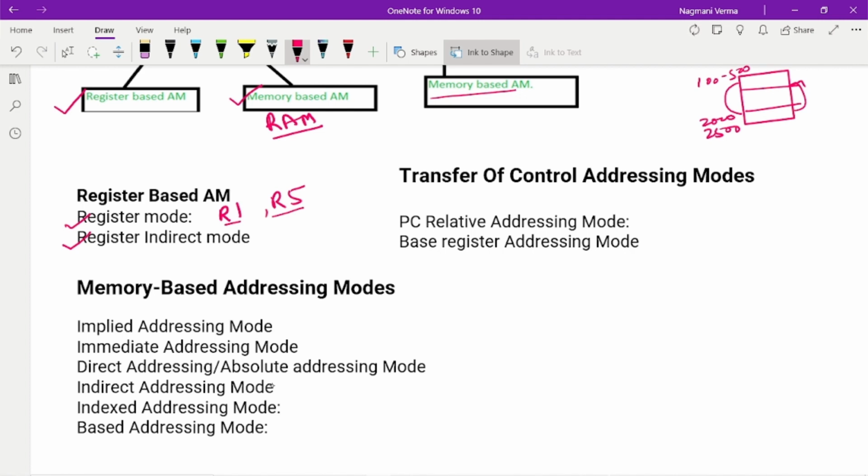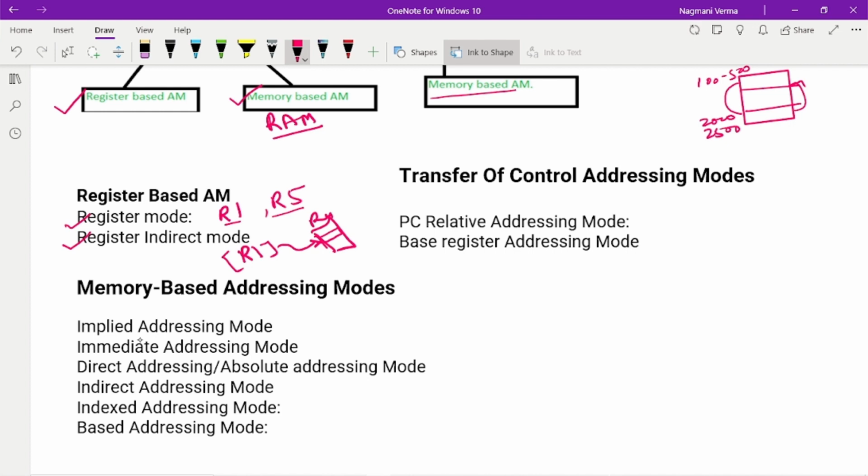But in register indirect mode, the register should have the address of where the data is. So what will happen, that is the RAM. It will go to this place and then it will fetch the data. So that is the register indirect mode.